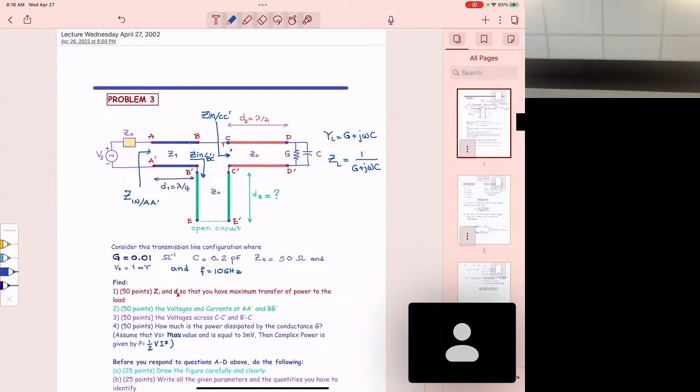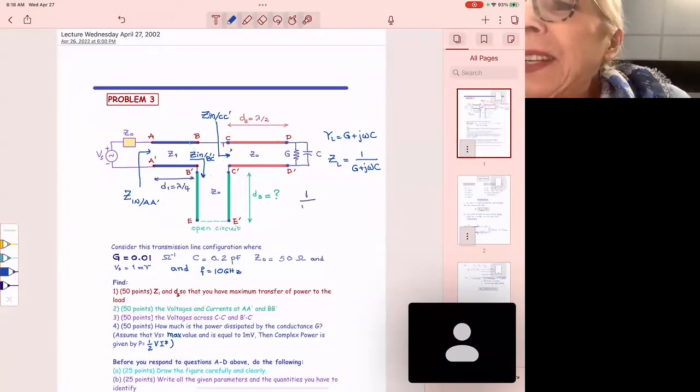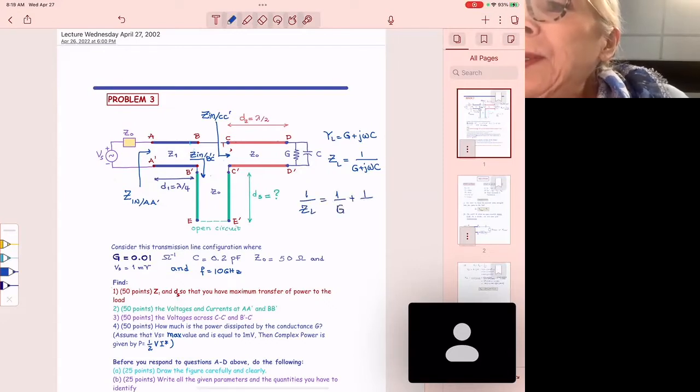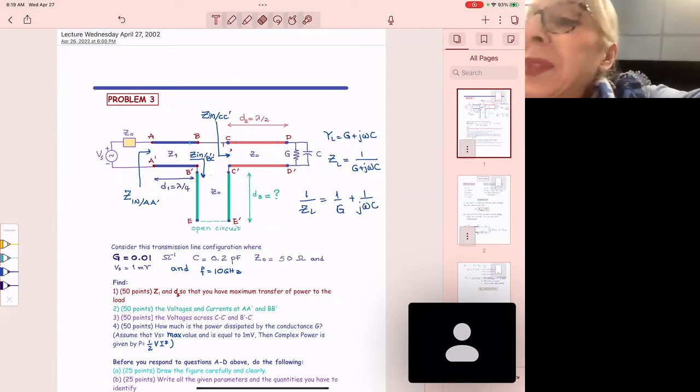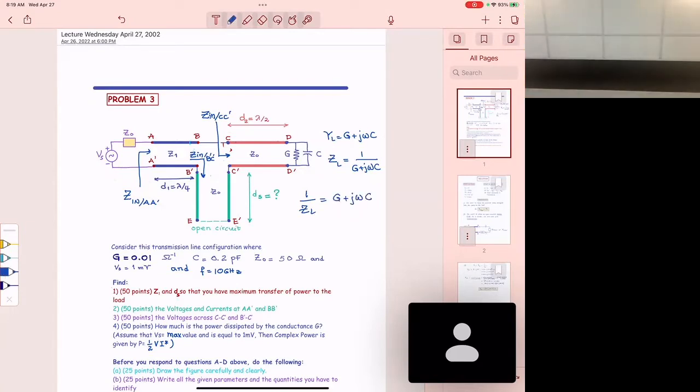Which is equivalent to 1 over Z sub L equals 1 over G plus 1 over j omega C. In fact, excuse me, what did I say? G plus j omega C. All right.